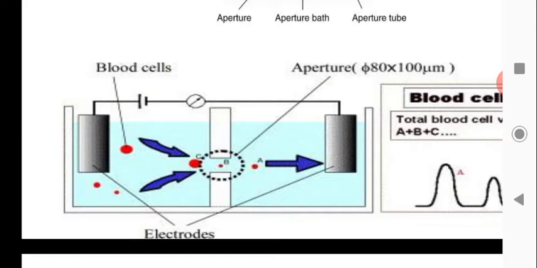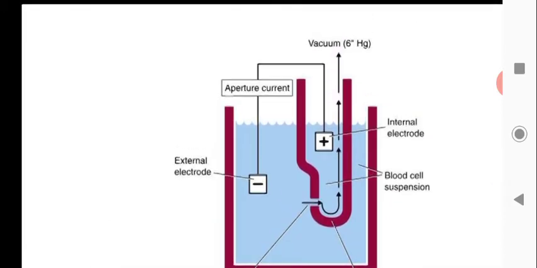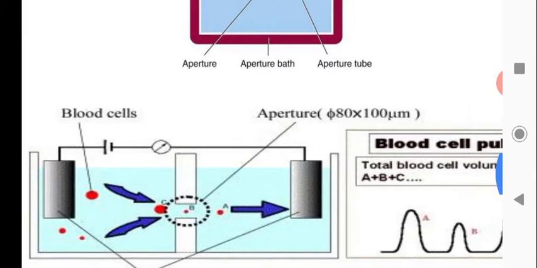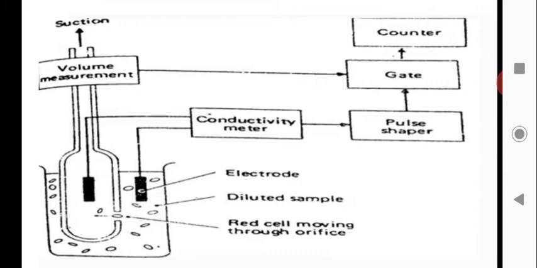The blood cell will pass from the positive electrode to the negative electrode, and this passing causes a particular aperture current. This current causes your conductivity meter to read it, and it gives the output to the pulse shaper, then to the gate, then to the counter.